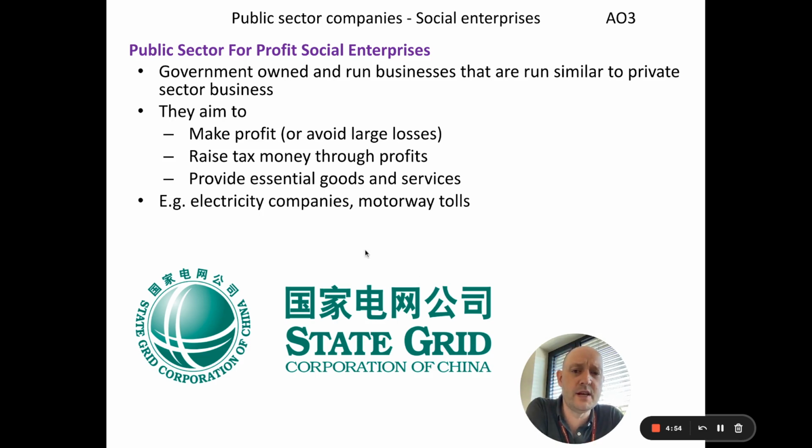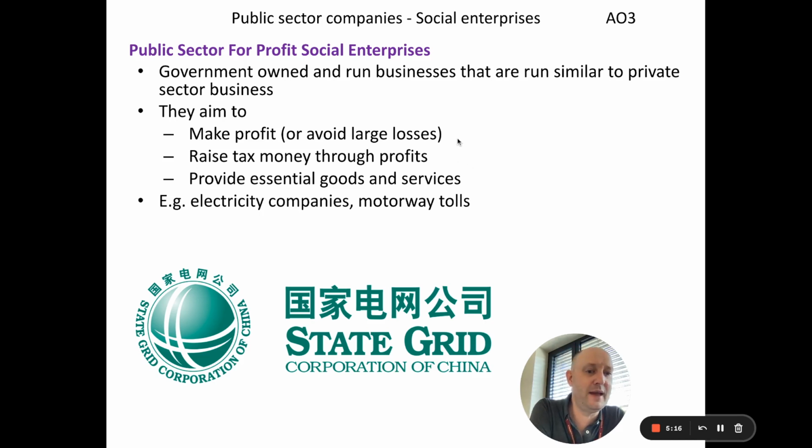So one example is the electricity in China is owned by the State Grid Corporation of China, and this is a public sector company owned by the government, and they run it like a normal business. So customers will pay them for the electricity. And the idea is that hopefully they're trying to provide an essential good and service at a reasonable price. And alongside, they're hoping to make a bit of money.